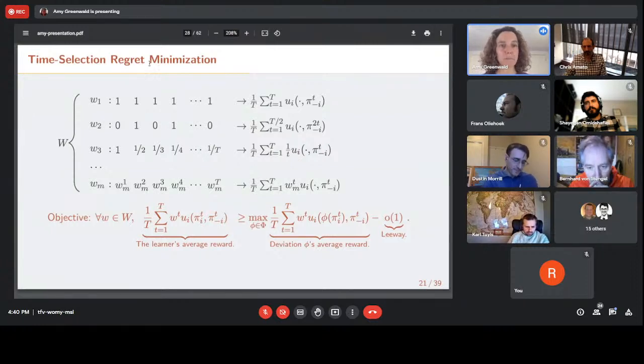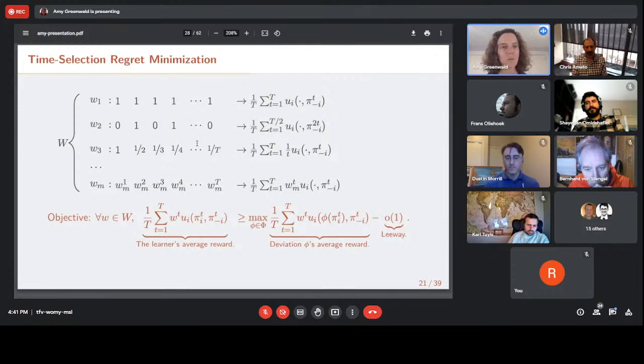What time selection regret minimization can do for us is this: for some finite set of weights, for all of the weights in this set, we can achieve no regret with respect to this weighted utility. We have the same maximizing over all of our phis, but in terms of weighted utilities. For every one of these weights, we can pick a phi that's going to be the best phi for those weights, and for all of our different time selection functions, we will be able to minimize regret with one learner that's learning to do as well as all of these different time selection functions.